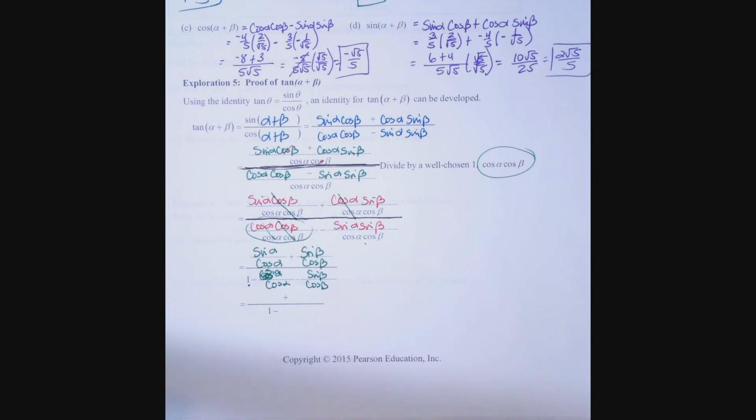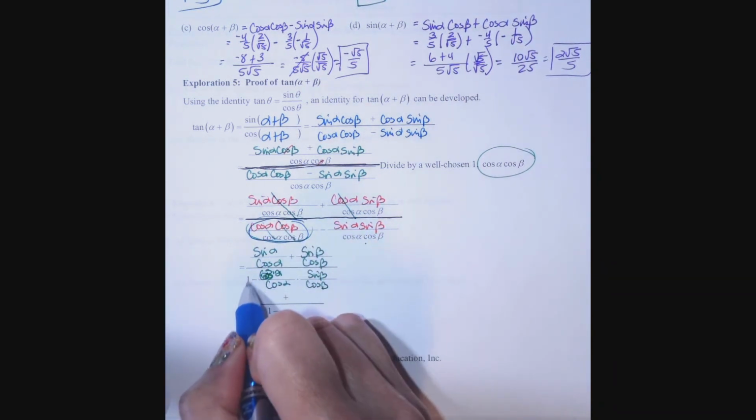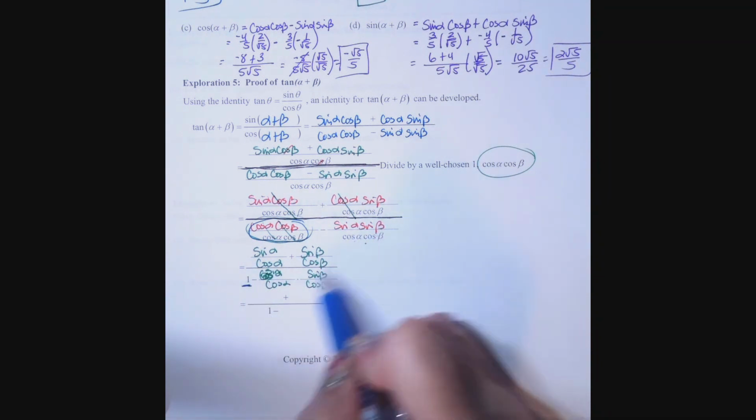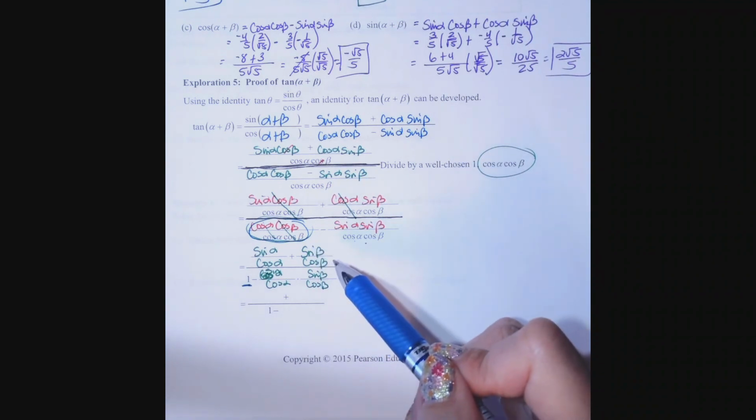I apologize. This first term, these numerator and denominator are equal, so that's just 1. And then I have sine alpha, sine beta, cosine beta. I'm going to split that again. All right.